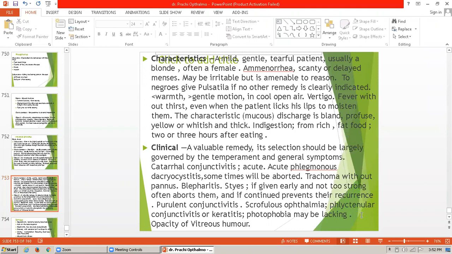The characteristics of Prunus spinosa are like Pulsatilla, that is a mild, gentle, tearful patient, usually a blonde, often female. There is amenorrhea. Scanty or delayed menses. May be irritable, but is amenable to reason. In negroes, use Pulsatilla if no other remedy is clearly indicated. There is aggravation from warmth and better by joint motion. In cool and open air, there is vertigo, fever without thirst, and even when the patient licks the lips to moisten the dry mouth.